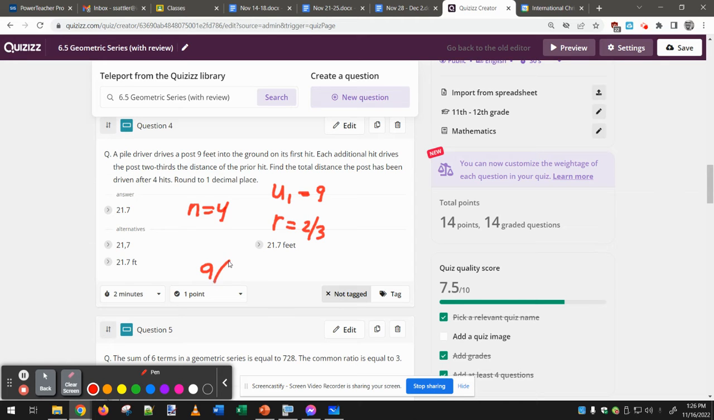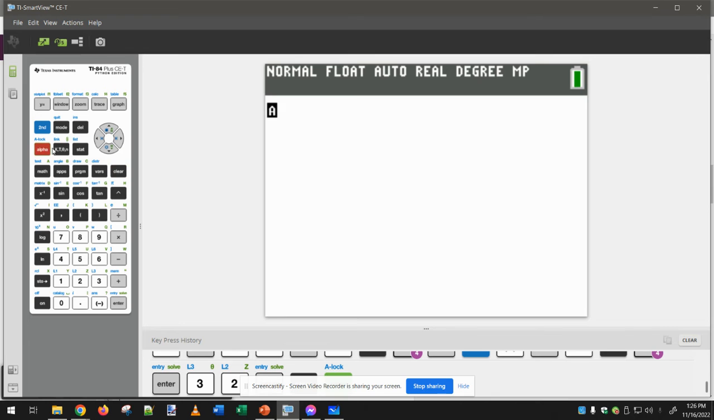So the first term times 1 minus R to the power of N over 1 minus R. And type all this in to the calculator, and we should get 21.7. So I can show you here how I would type that in.